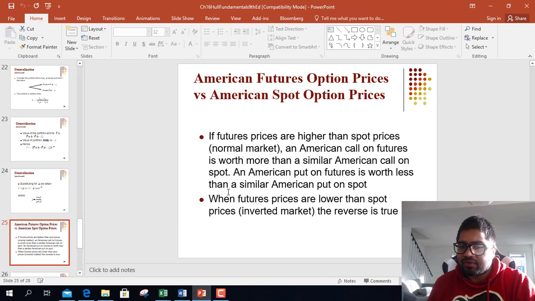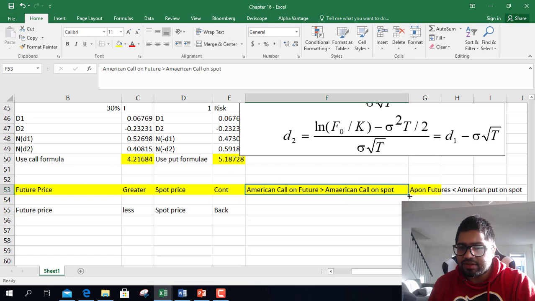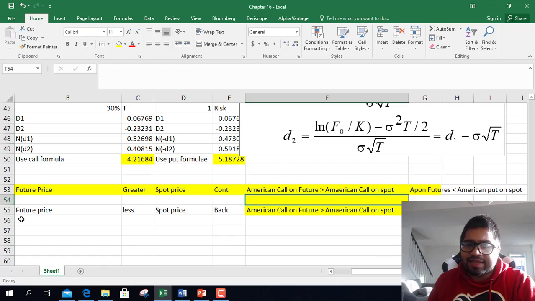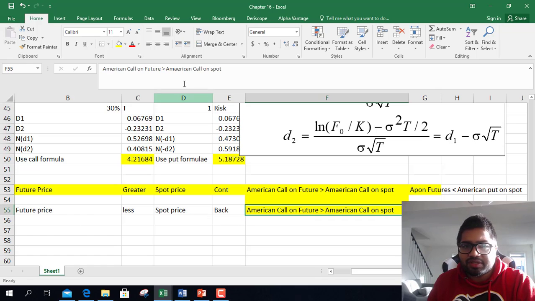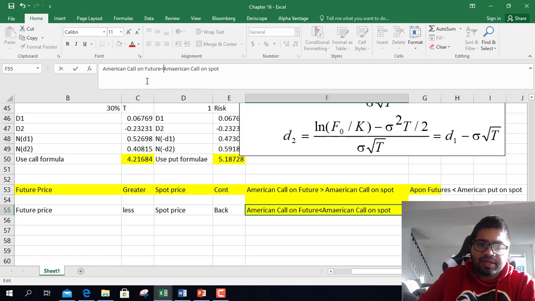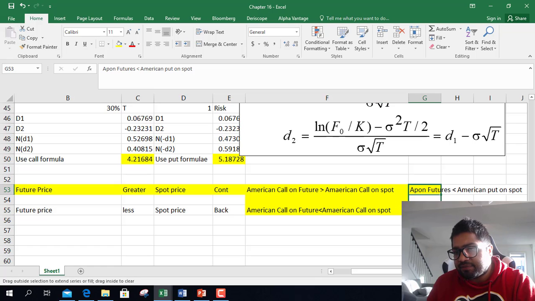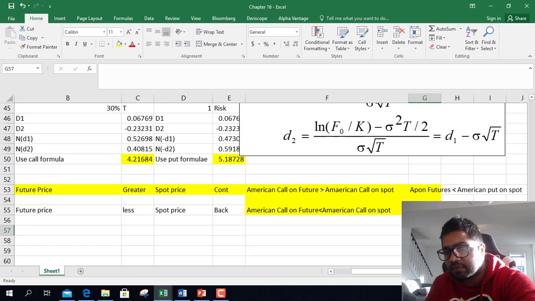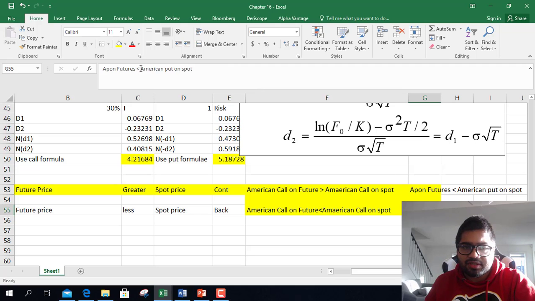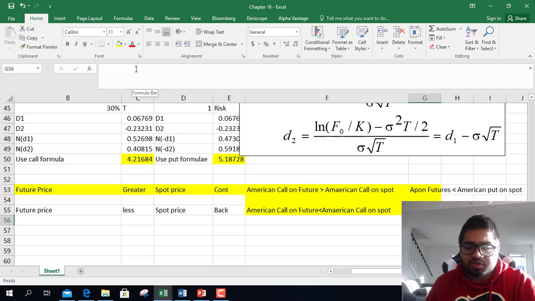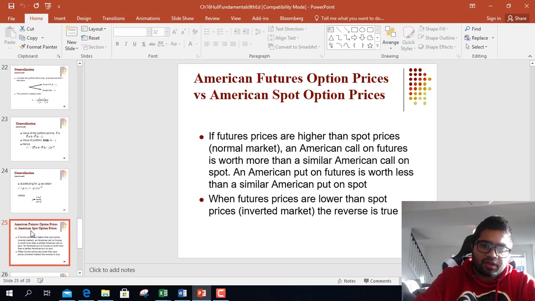If a market is in backwardation, when the future prices are lower, the inverse is true. Inverse means if future price is less than spot price, the market is in backwardation, then American calls on futures will be less than American calls on spot, and American puts on futures will be greater than American puts on spot. Okay.